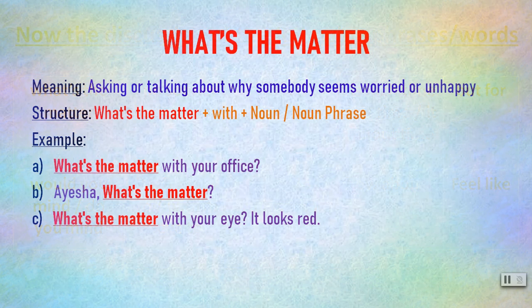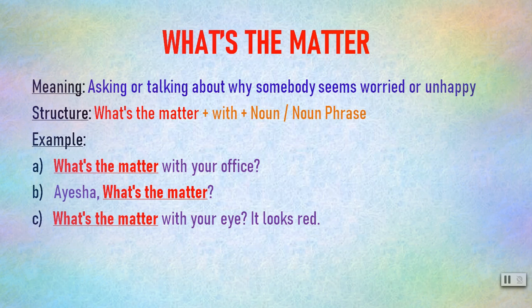Our first phrase is, what's the matter? The Bengali meaning of it is, ki byapar. We use it to ask or talk about why somebody seems worried or unhappy. The structure for it is, what's the matter, plus with, plus noun or noun phrase. The examples: A, what's the matter with your office? B, Aisha, what's the matter? C, what's the matter with your eye? It looks red.